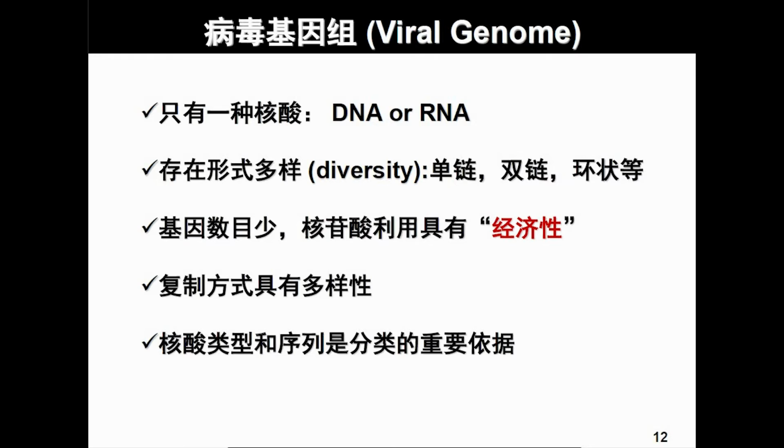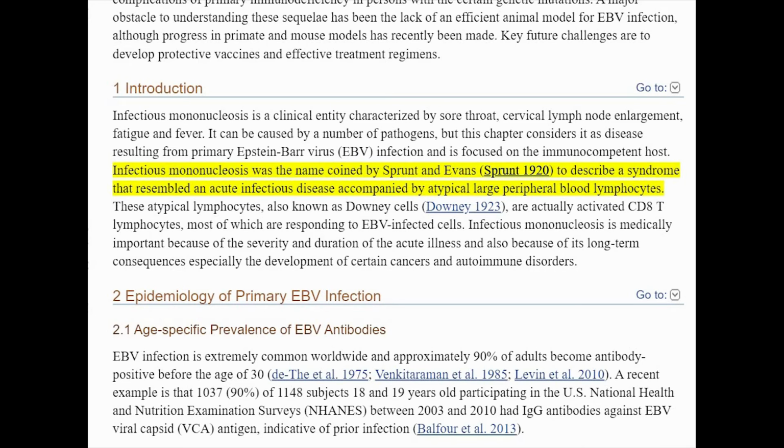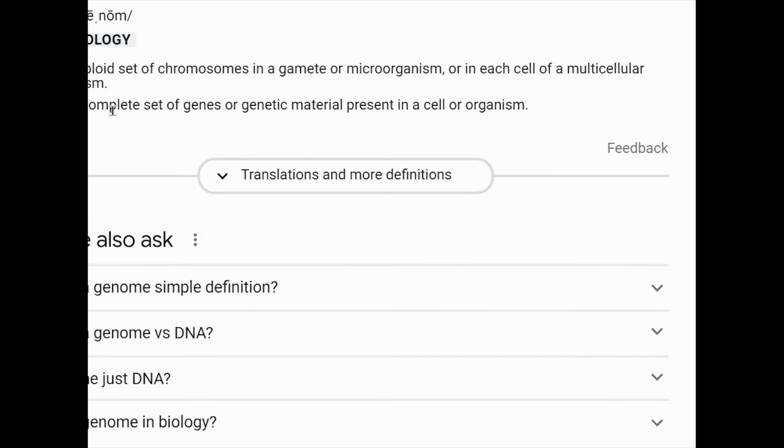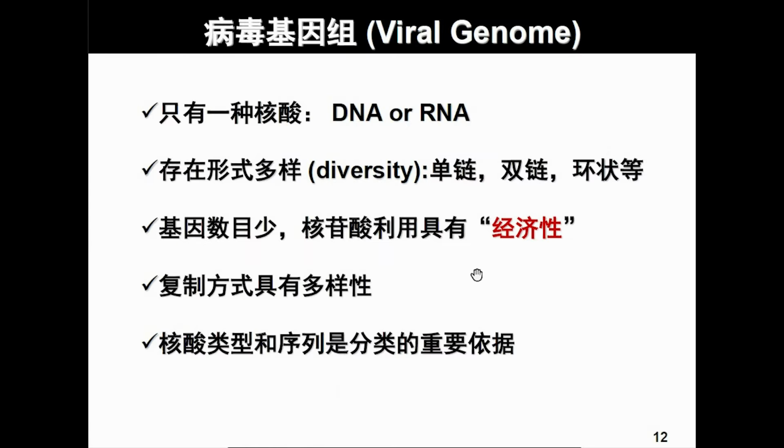So next, viral genome. First of all, I need to know what is my genome, right? Let's see in another page. Yeah, satellite, that I already told. What is that? Satellite RNAs. Then what is genome? Genome is a complete set of genes present in a cell. The complete set of all the genes present in the cell is called the genome.